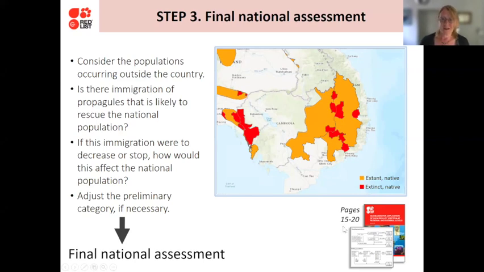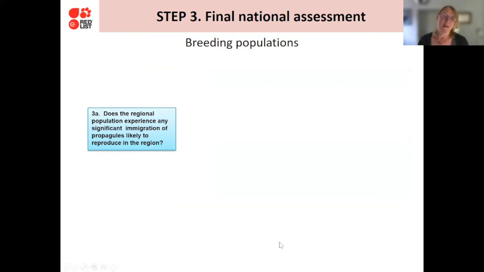Now, in pages 15 to 20 of the regional guidelines, you've got these 2 flow diagrams and a whole table of associated questions which help you to adjust that preliminary category if necessary. And I'm going to go through these 2 diagrams in the next few slides. Now we've got slightly different approaches for the situation where you're assessing a breeding population versus assessing a non-breeding population, a visiting population. So we'll go through the breeding population first.